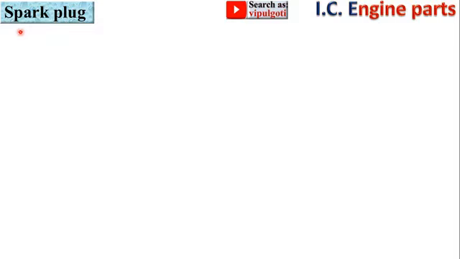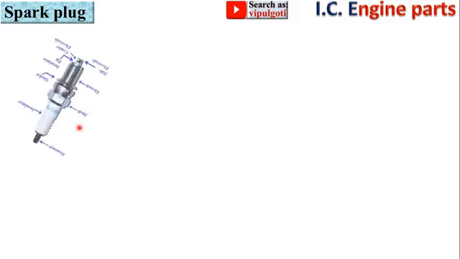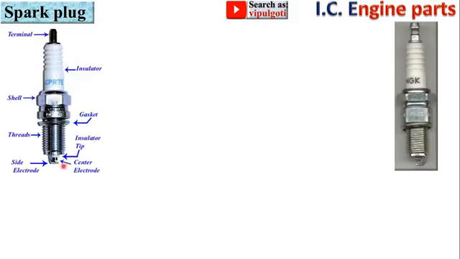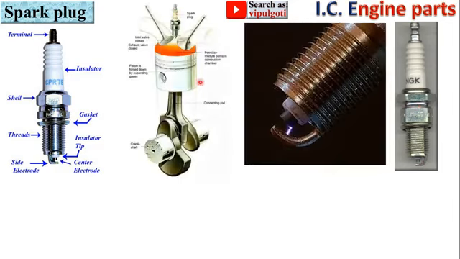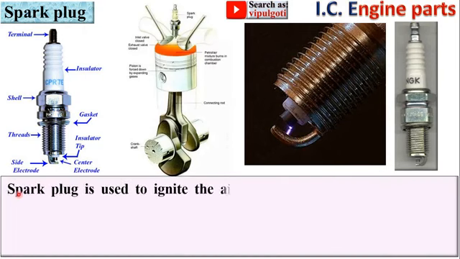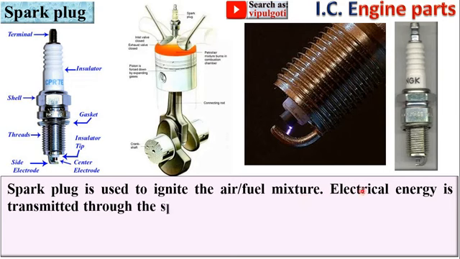Now next part, spark plug. So this is the image of the spark plug, and this is also the image of the spark plug, and this is the figure to understand the location of the spark plug. This portion is zoomed over here, and here you can see the spark is there. That's why it is called a spark plug. So the spark plug is used to ignite the air fuel mixture.